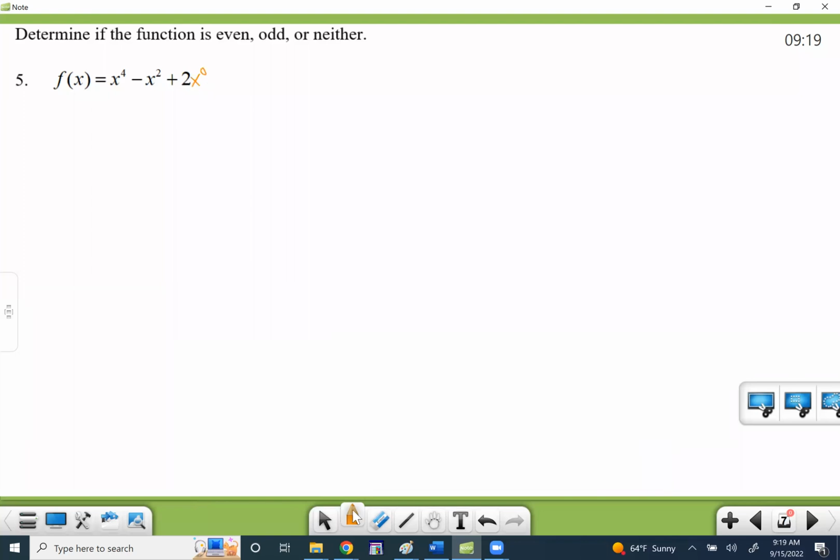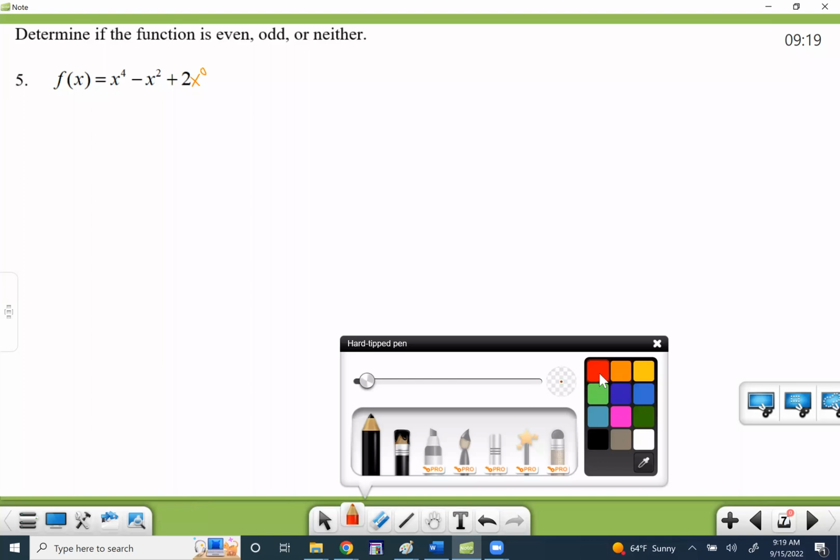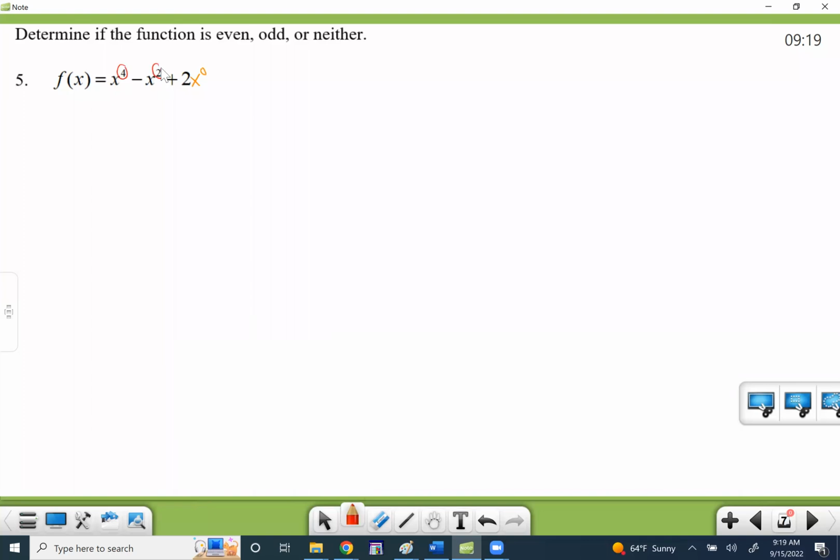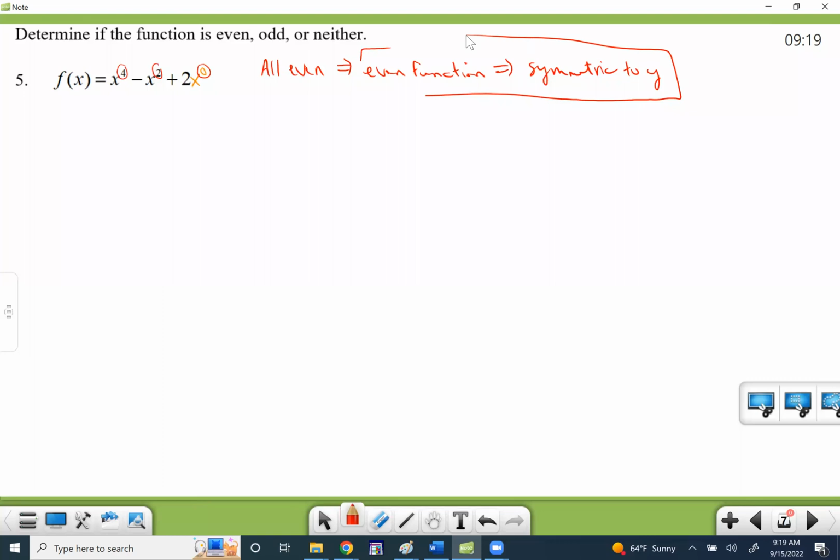And so when we look at all of our exponents, they are all evens, right? So since they are all even, this would be an even function. And furthermore, what you need to know is that it would be symmetric to the y-axis if we were to graph it. That would be you doing it, not by the definition. But let's get good at doing things by the definition, right?